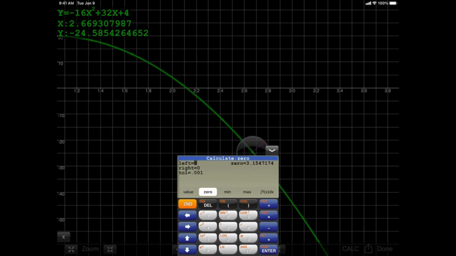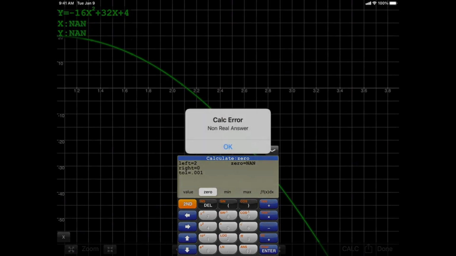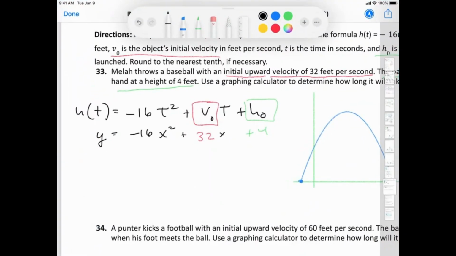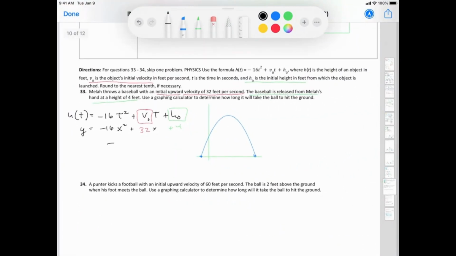It's calculating, coming in from the left side. The left side of your graph is going to be at 2.0, and the right side is going to be at 2.2. Bam! 2.12. It will take 2.12 seconds for the ball to reach the ground. To hit the ground.